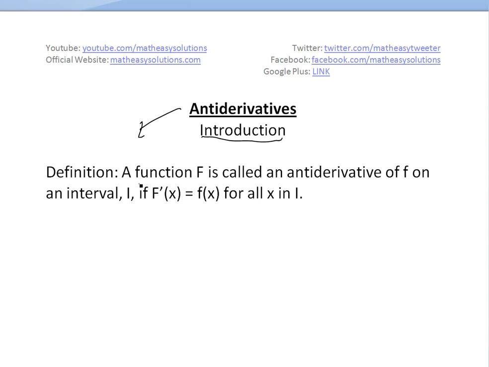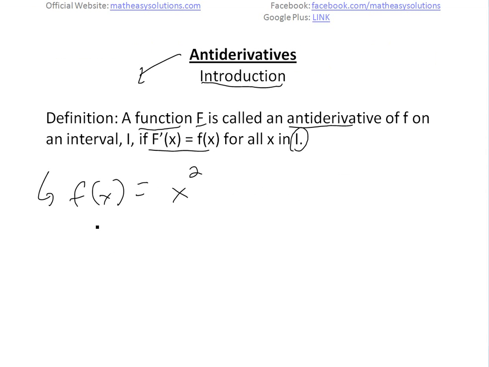A function capital F is called the antiderivative of the lowercase f on interval I if the derivative of this function, the antiderivative, is equal to the function lowercase f for all x in this interval. So basically, let's say with an example, if you had f of x equal to x squared, then if we take a derivative of a function F and it's equal to this one, well, we just think about our power rule here.